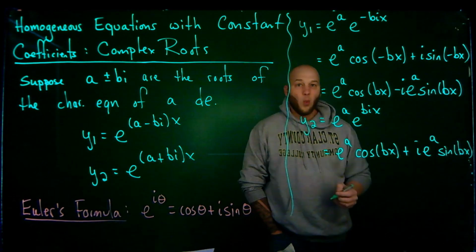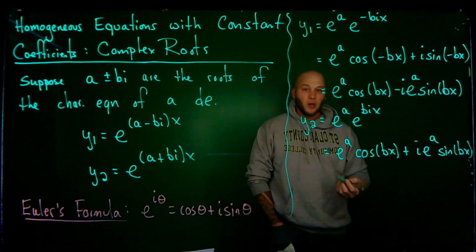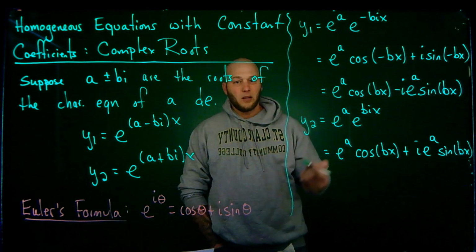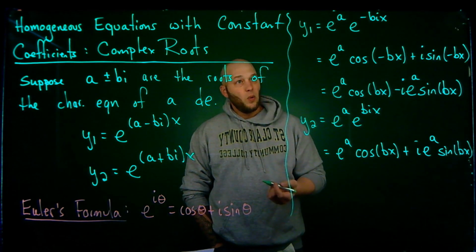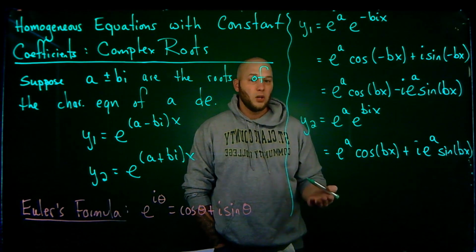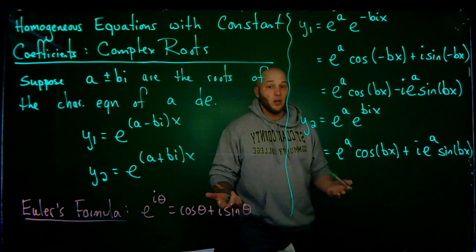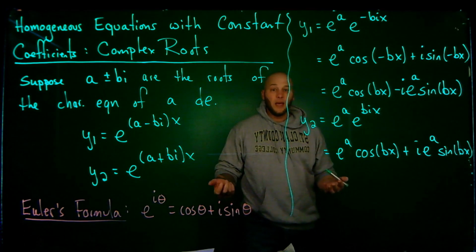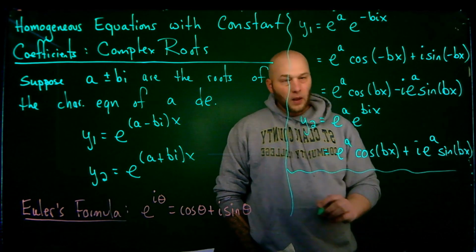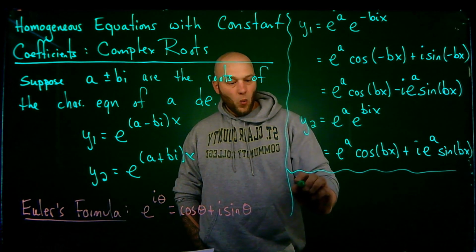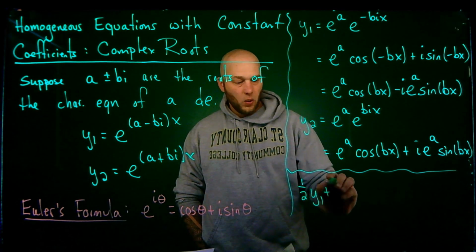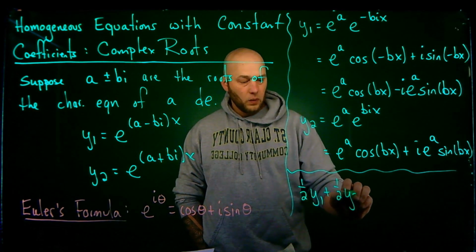Okay? Now, y1 and y2 are both solutions to the differential equation. The problem is they are complex valued. And if you remember, if I have two solutions of a homogeneous equation, then any linear combination of those is also a solution. In particular, suppose I take 1/2 y1 plus 1/2 y2.